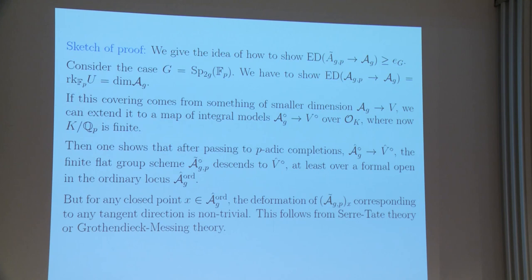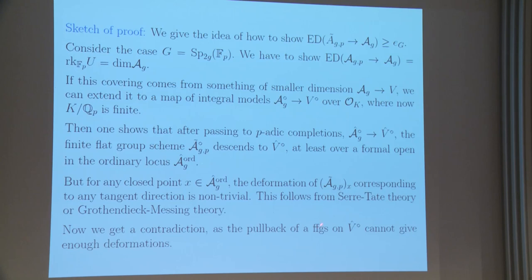And then it follows, either from Serre-Tate theory or Grothendieck-Messing theory, although the Serre-Tate theory works better for the generalization to an arbitrary G, that in any tangent direction, you get a non-trivial deformation, and that in some sense, there's no redundancy. Every direction gives you a different deformation. And then the point is we get a contradiction, because if this comes by pullback from something of smaller dimension, you can't get enough deformations.